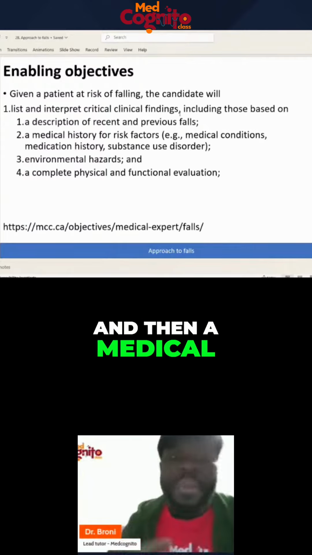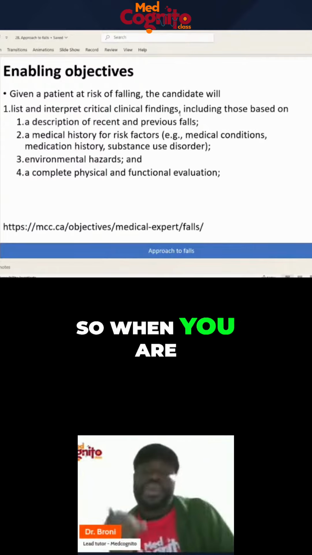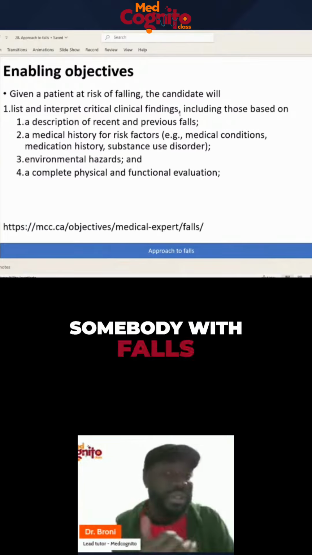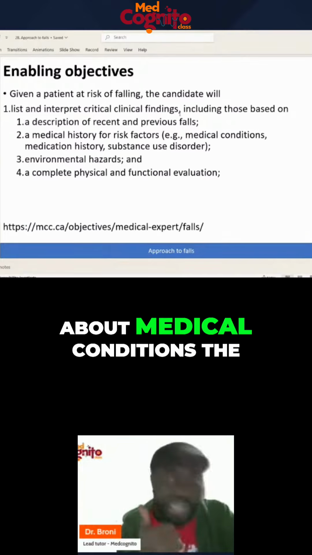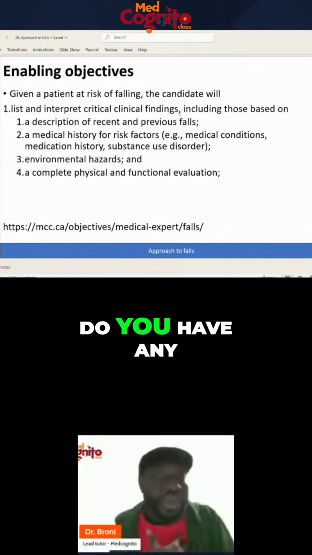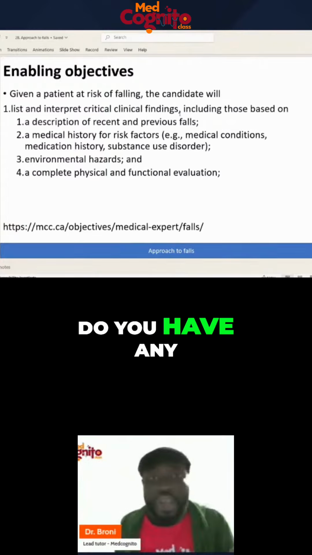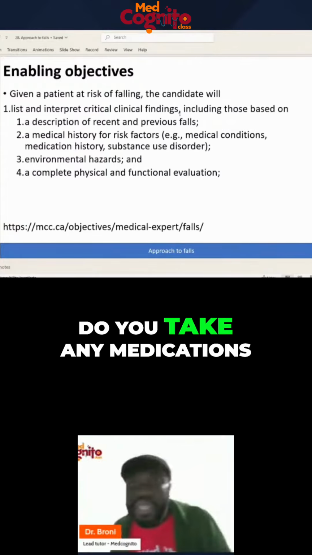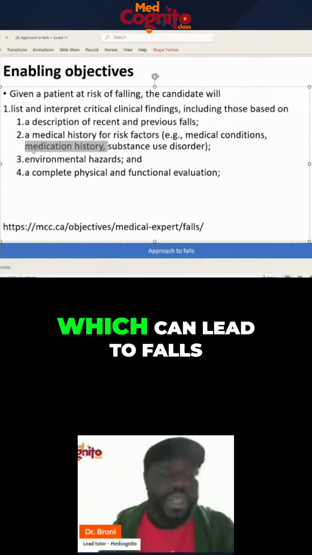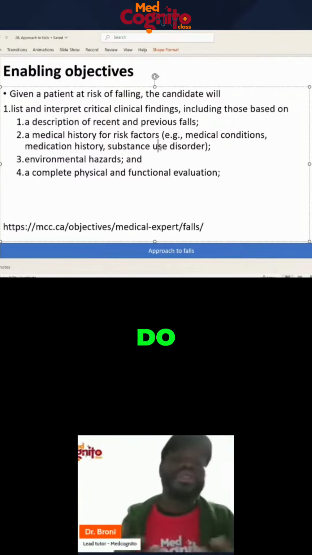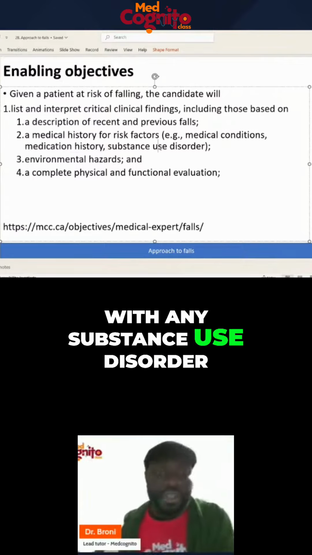Okay. And then a medical history of risk factors. So when you are taking a history of somebody with falls, you want to ask about medical conditions the patient has. Do you have any heart related condition? Do you have any chest pain? Do you take any medications which can lead to falls? Do you have any concerns with any substance use disorder?